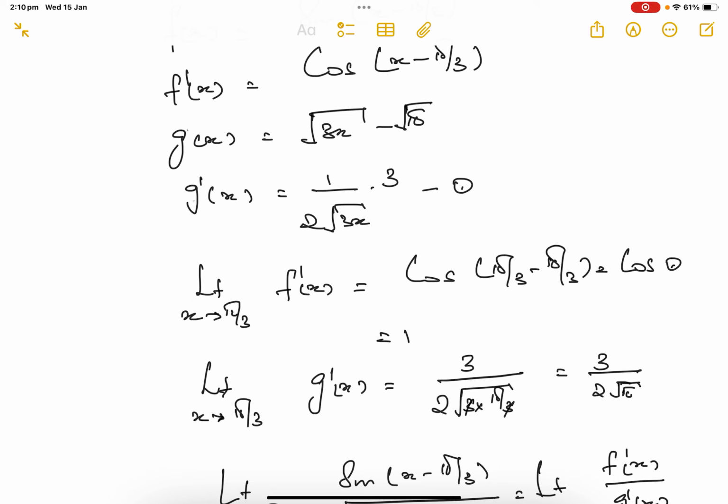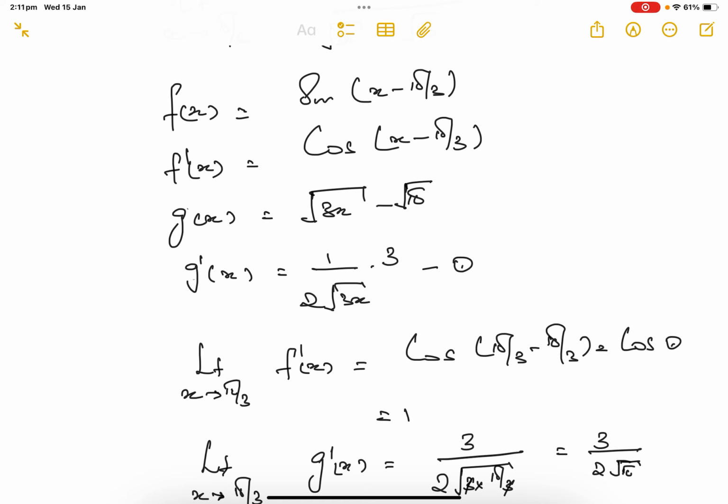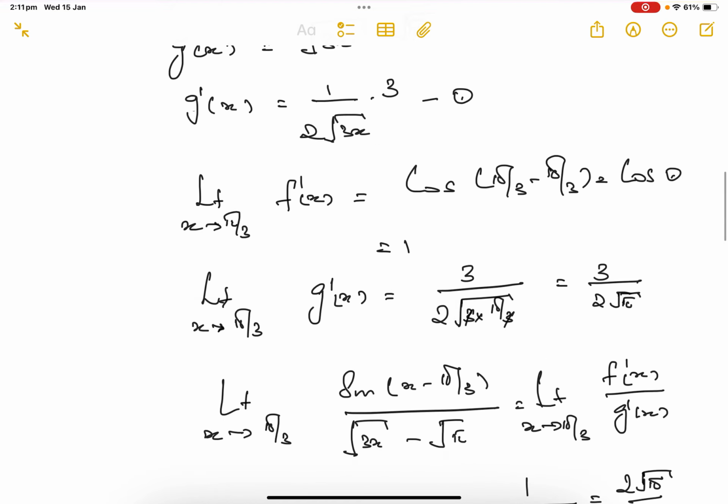So we just use those values. As x tends to pi by 3, x equals pi by 3. We have the differentiation of the numerator, cos(x - pi/3). Then pi over 3 minus pi over 3 is 0, and cos 0 is 1. So we have a value now for the numerator.